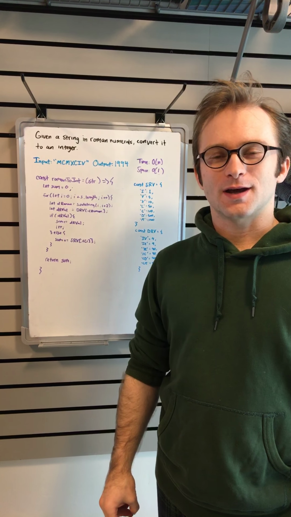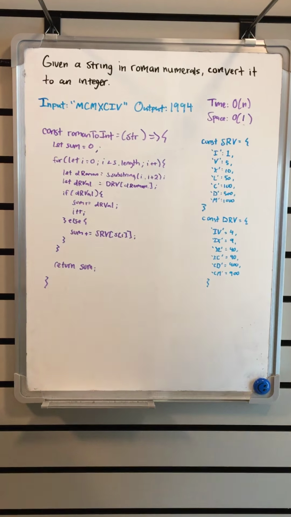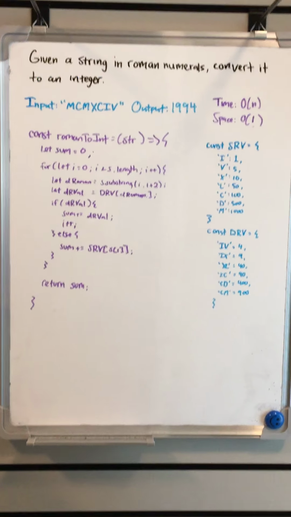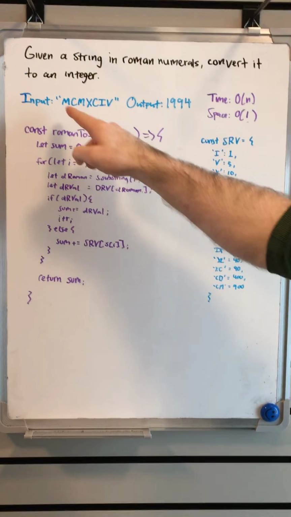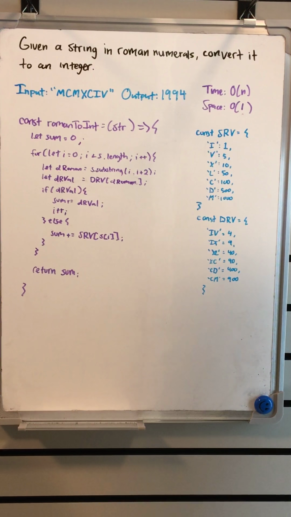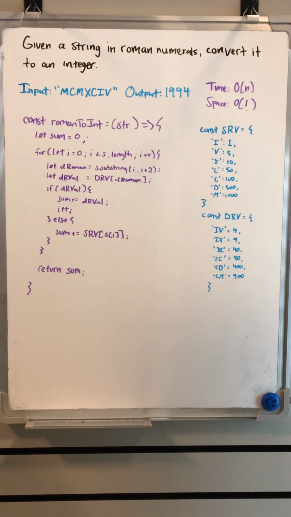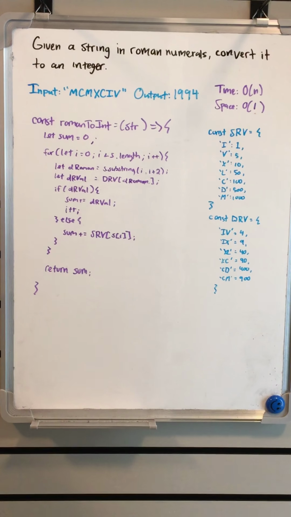Hi, today we're going to do Cal Academy String Set 2 Problem 4. The question says, given a string in Roman numerals, convert it to an integer. So, we're given this Roman numeral, MCMXCIV, which to an integer would be 1994.